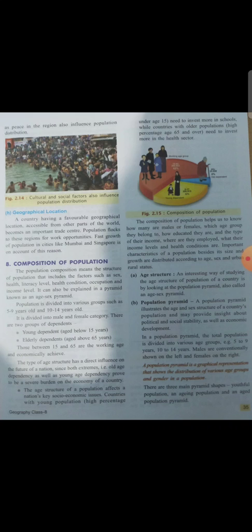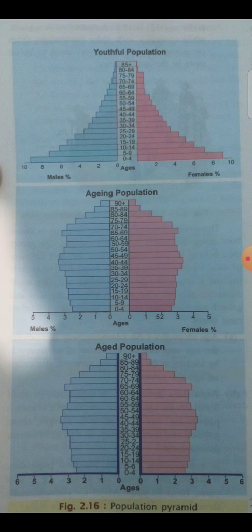So please turn the page, and now we have a picture on this page showing age sex ratio. So in the first one, youthful population is there. In the blue section we are getting the males percentage, and in the pink section we are getting the females percentage in all three pyramids.